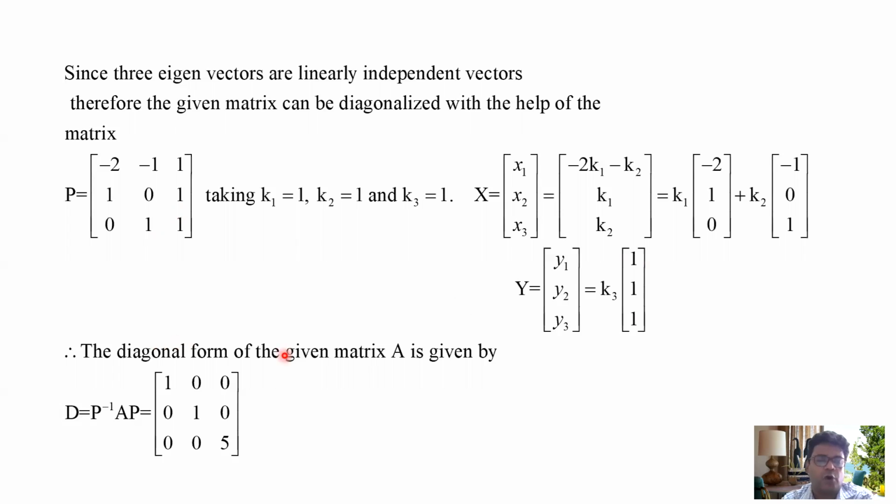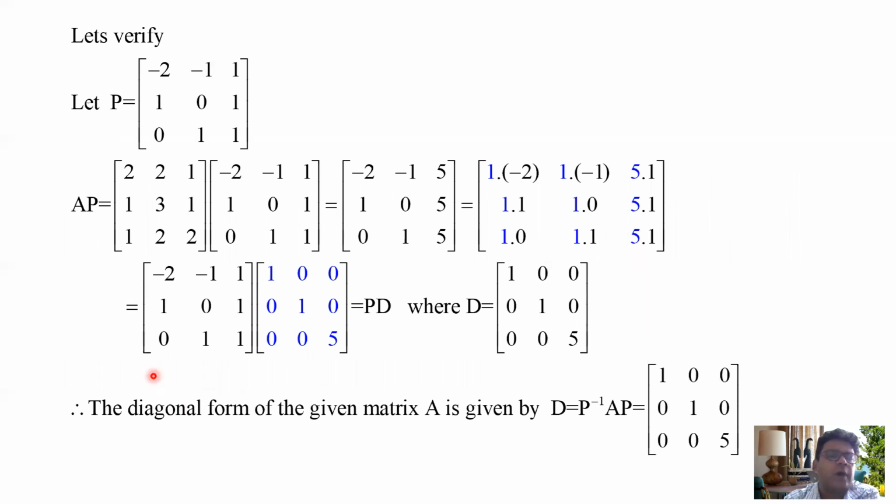Therefore, the diagonal form of the given matrix A is given by D is equal to P inverse AP, that is 1, 0, 0, 0, 1, 0, 0, 0, 5. What are the diagonal entries? The eigenvalues, 1, 1, and 5. This first column and second column are the eigenvectors for eigenvalue lambda equal to 1. Okay, for this reason. Now let's verify.